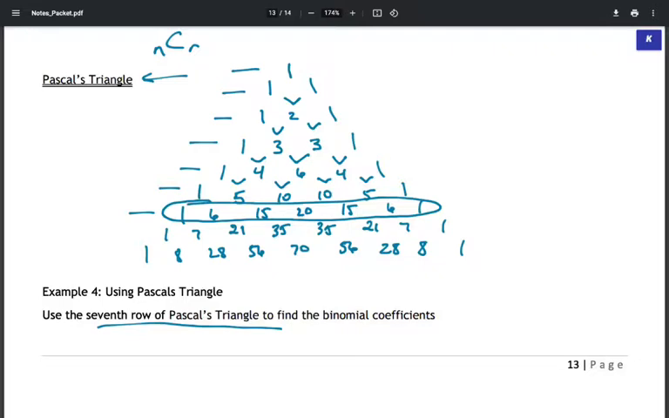So the 7th row is whenever you have a binomial like x plus a to the 6th power. So when this power is 6, you're looking for where the second number is 6 right there. All right, let's do an example on the next page.